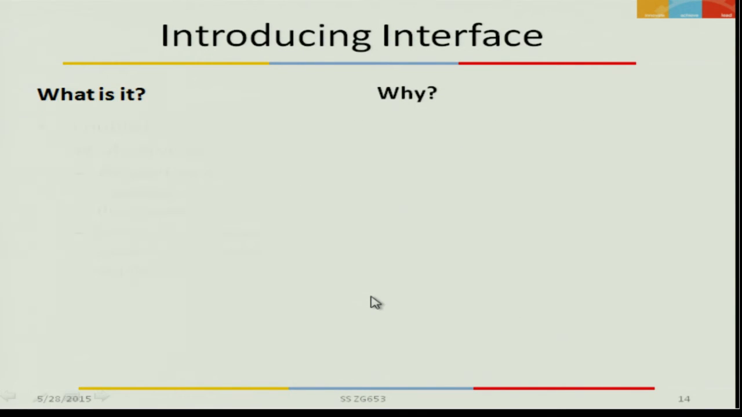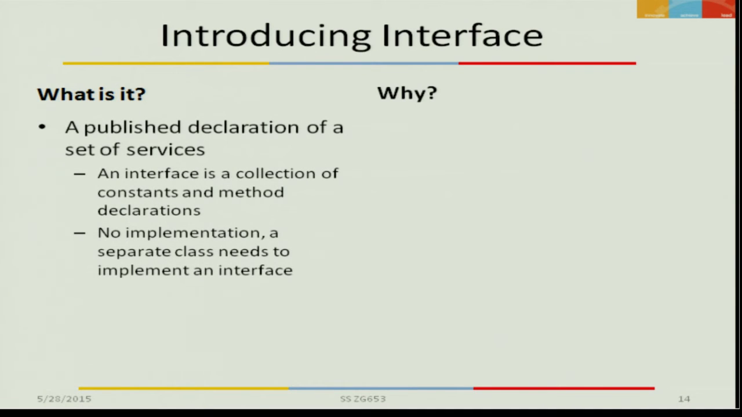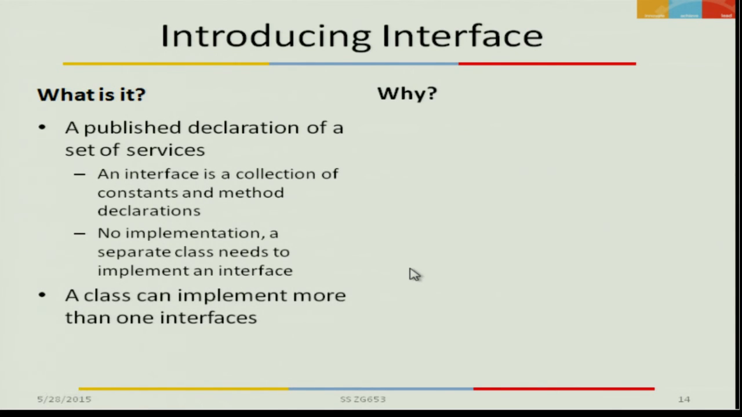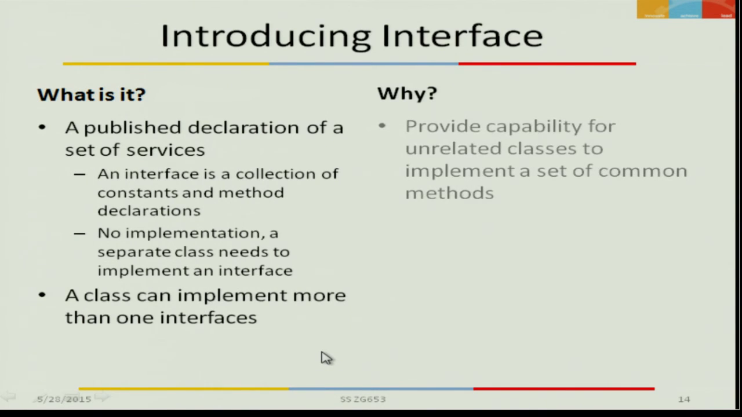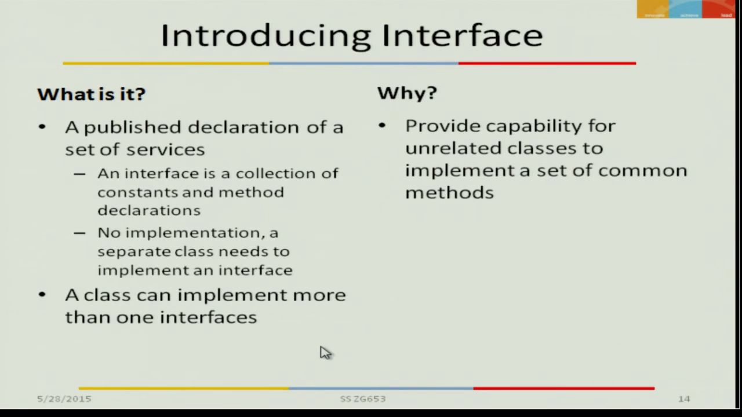What is an interface? An interface is essentially a published declaration of a set of services. Essentially, an interface is a collection of constants and method declarations. No implementation is there. A separate class is required to implement an interface. And a class can implement one or more interfaces. So why do we need an interface? We need an interface because it provides the capability for unrelated classes to implement a set of common methods.